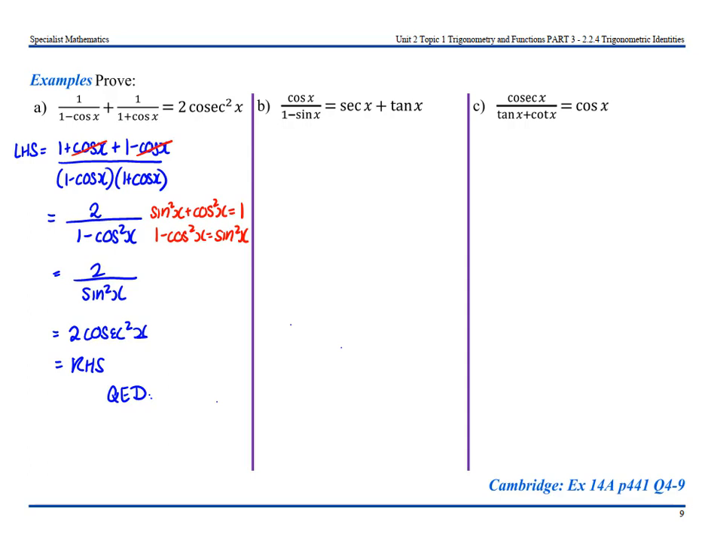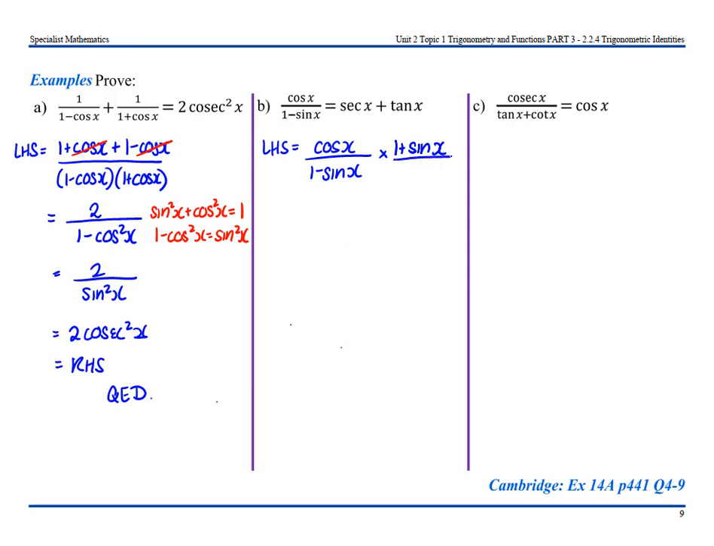Looking at the next one. Now, I am going to start on the left-hand side. And my key point is if I look on the right, I have a sec x, which is 1 over cos x, and I have a tan x, which is sine x over cos x. So what I'm going to do here, I'm going to go left-hand side equals cos x over 1 minus sine x. I'm kind of going to use my knowledge of what I just did in that first one.